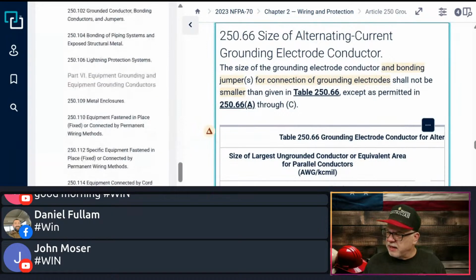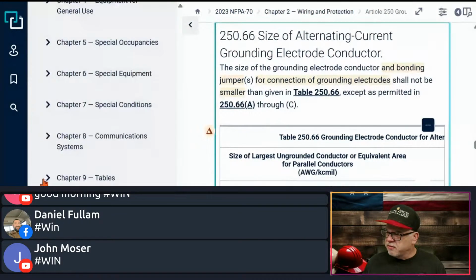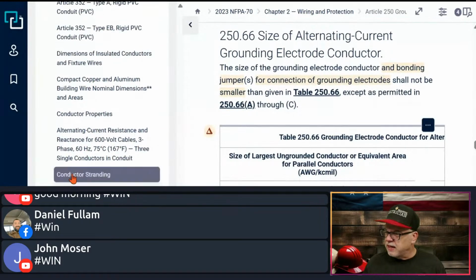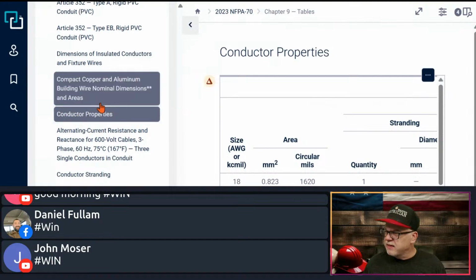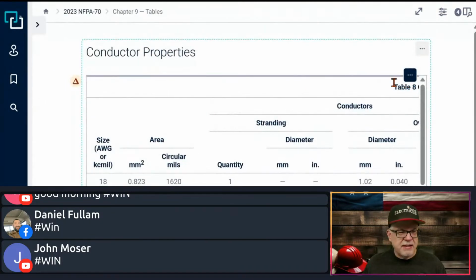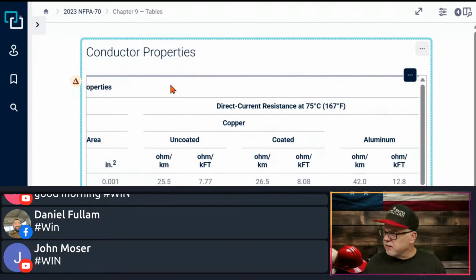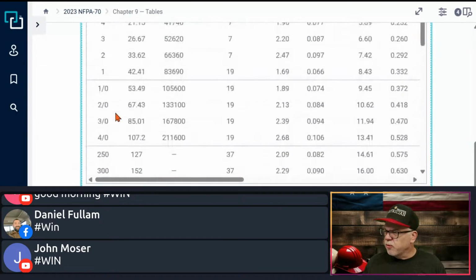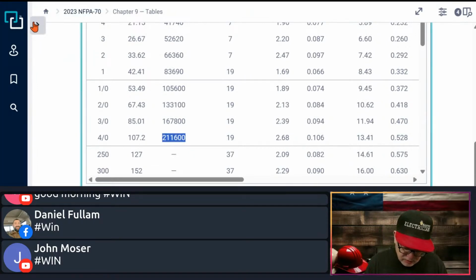And, well, first of all, we got to find what the circular mills is of that 4 aught. You might know what it is, 211,600, I believe, but we got to go find it. So you go to Chapter 9, Table 8. Okay, that's what this table is. And we'll go down here and we'll look for this 4 aught, which is right here. And it's 211,600 circular mills. Right, now, we did it in parallel, right? So it's 211,600 times 2. That is 423,200.